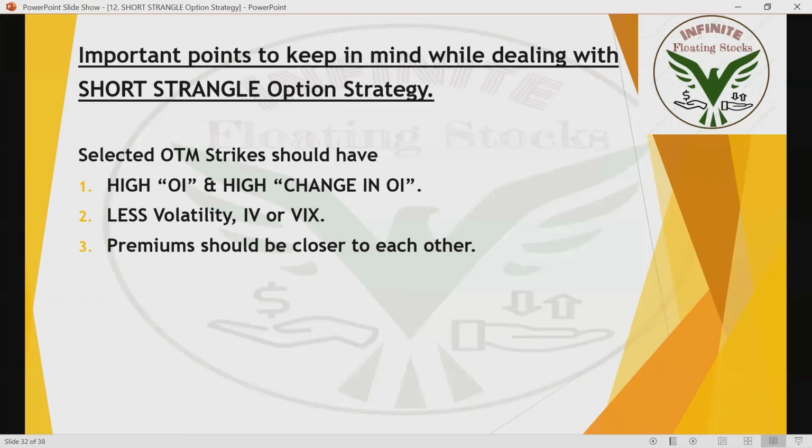The third thing is that premiums should be close to each other. If you choose an out of the money put strike and an out of the money call strike, the premiums of the out of the money call and out of the money put should be close to each other. Not very close, but a little close, maybe a 10-point or 15-point difference, not more than that. These are the three things you need to consider while selecting strike prices. This is very important, that is the reason I have put it again.